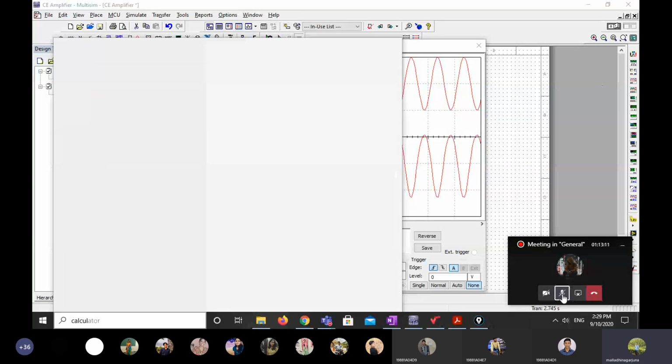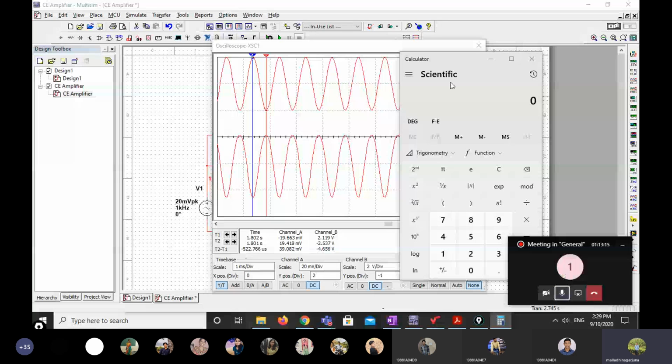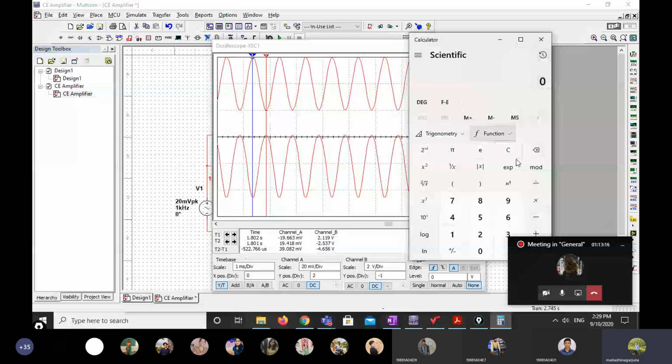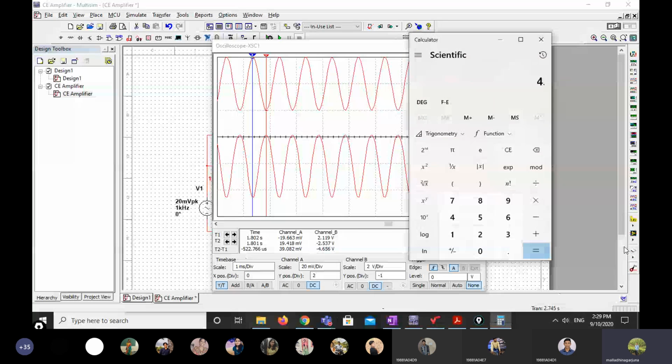So the output is 4.66 volts, divided by the input of 40 milli, which I can take as 0.04. So what is the gain? Output 4.66 volts by input 0.04 gives 116.5, so it is amplified 116.5 times.